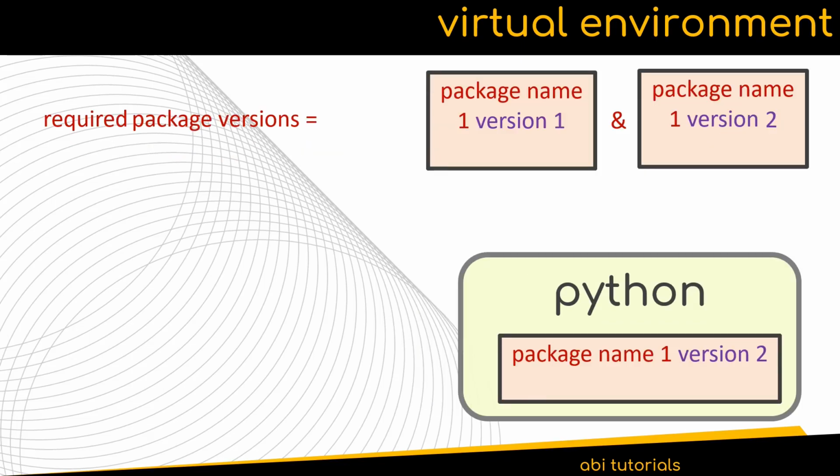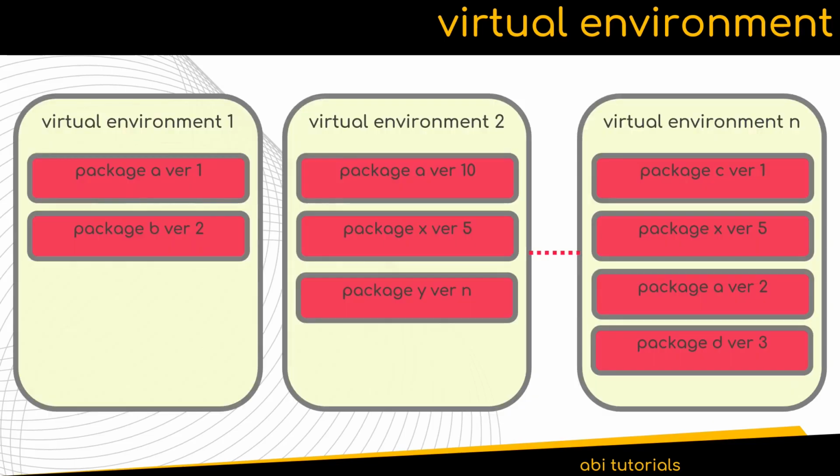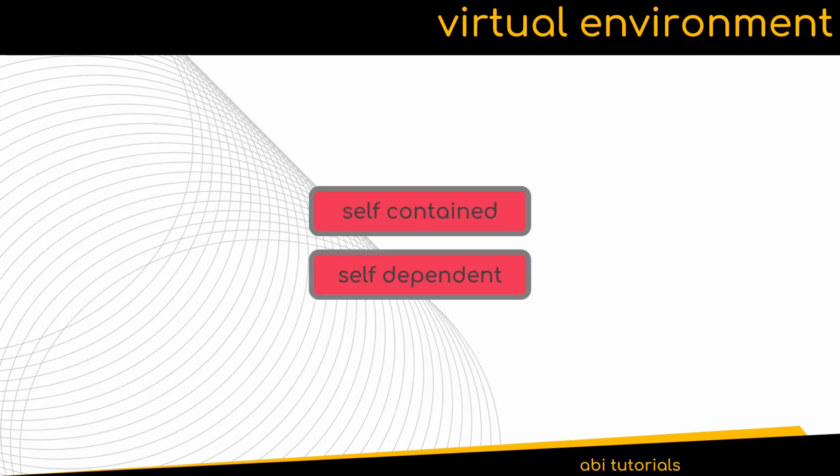In some scenarios, you may need both versions of the same package to be used by two different programs, but your Python can contain only one version of the package. How does Python tackle these problems? Python uses a solution known as virtual environment. In Python, you can create any number of virtual environments and install your packages or dependencies within a specific virtual environment so that it doesn't interrupt other virtual environments. Using a virtual environment, you can make your Python project self-contained and self-dependent, as all the dependencies will be installed within the specific virtual environment.